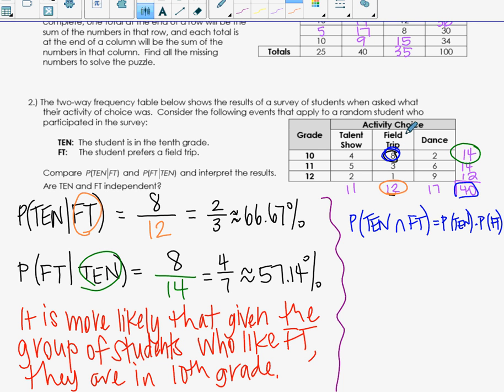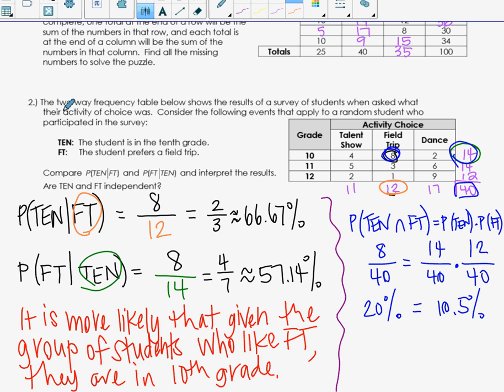Well, that is your 8. So the probability of that is 8 out of 40. Then the probability of a 10th grader, that is 14 out of 40. Times the probability of a field trip is 12 out of 40. Okay, so you're going back to generic probabilities. 8 out of 40 is 20%. If you multiply these together, you get 10.5%.